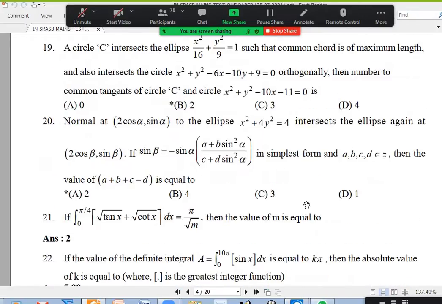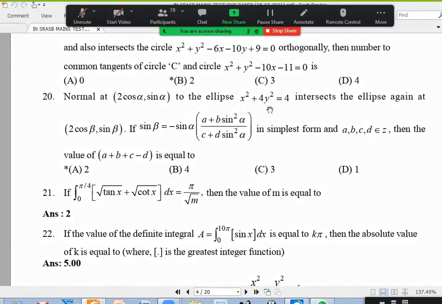Sir, 20. Okay, normal at some point and because ellipse again at another point, and they give it in the simplest form where a, b, c, d. You have to express beta in terms of alpha, I guess. Then what are those things? Okay. So basically normal at alpha passing through beta.